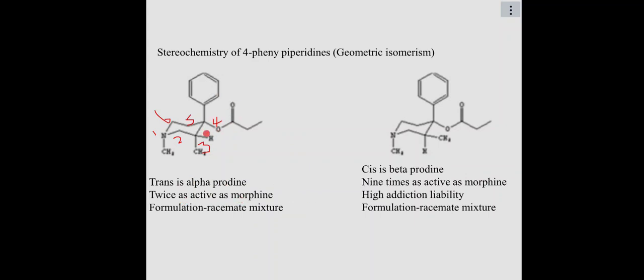And we are saying in alphaprodine, this is carrying axial orientation. That is carrying axial orientation.